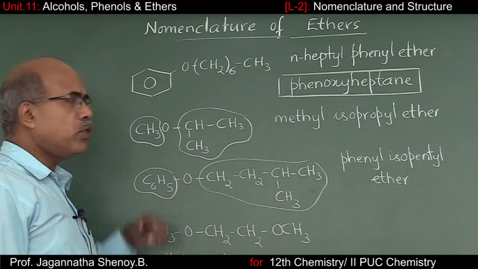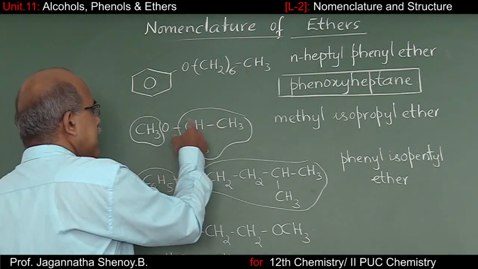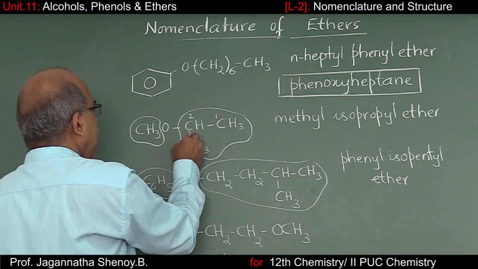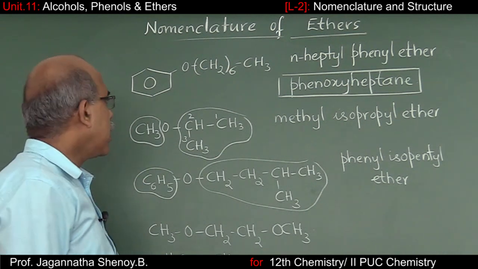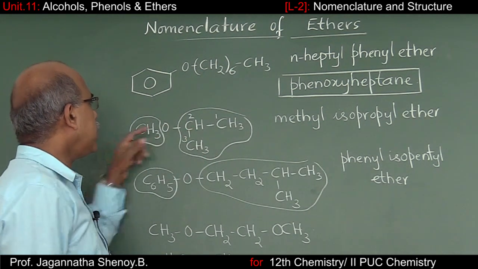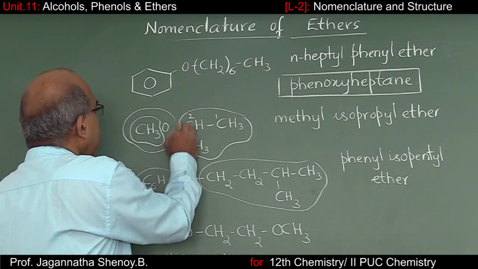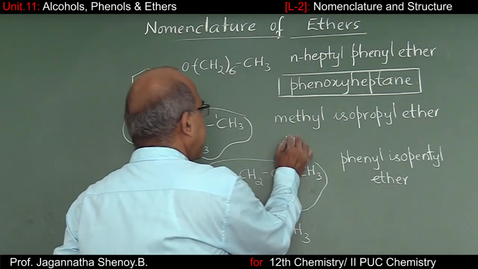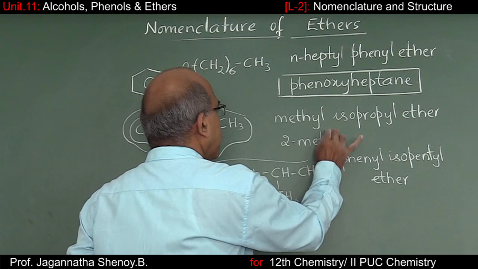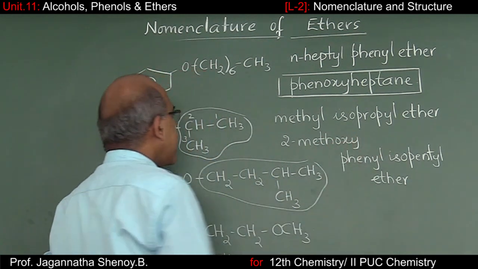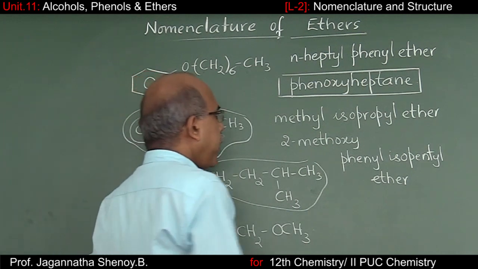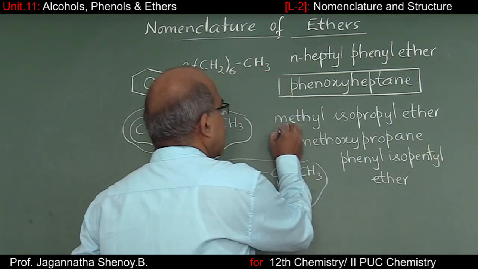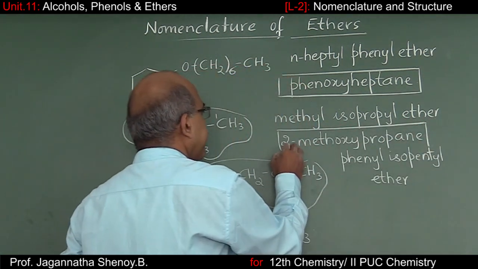In the same way, coming to this, the main chain has 3 carbon atoms. Let me number them: first carbon atom, second and third carbon atom here. On the second carbon atom, we have a methoxy group here. So what should be the IUPAC name of the compound? On the second carbon atom, we have a methoxy group. So it is 2-methoxy, 3 carbon atoms, a propane derivative. So it is 2-methoxypropane. This is the IUPAC name.